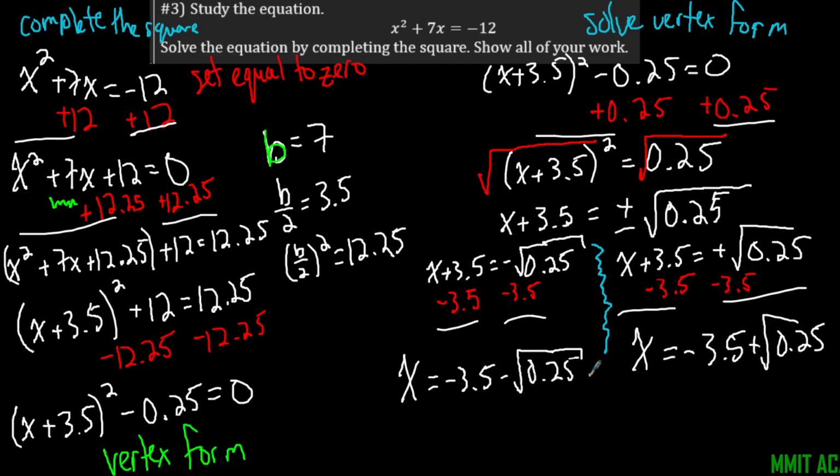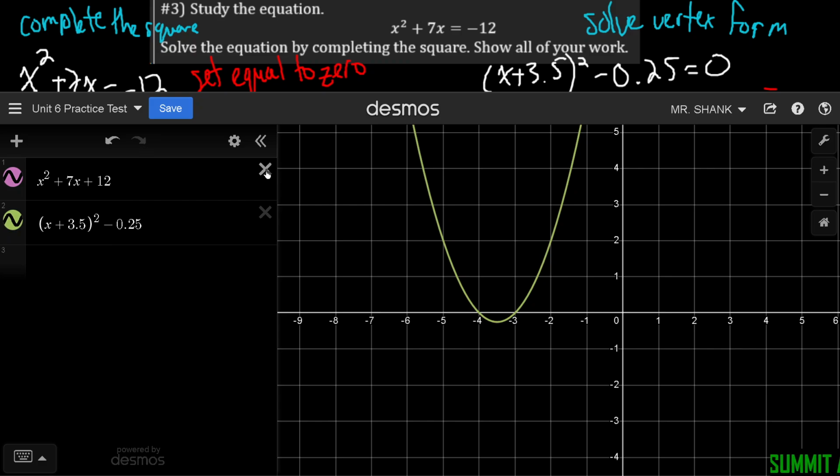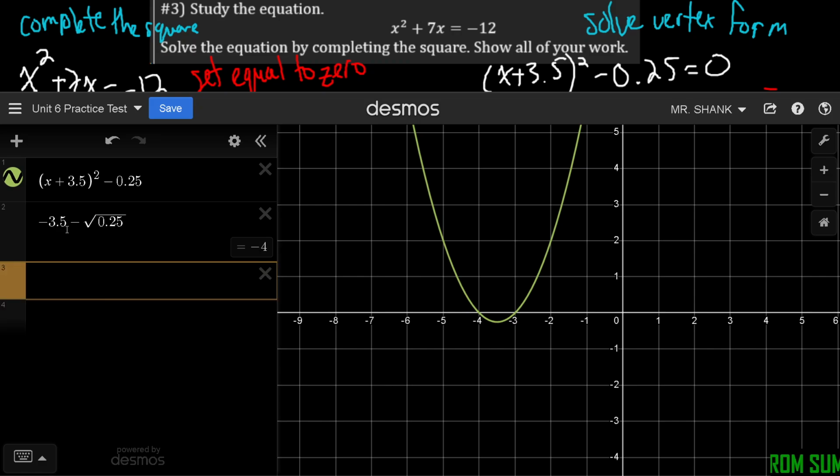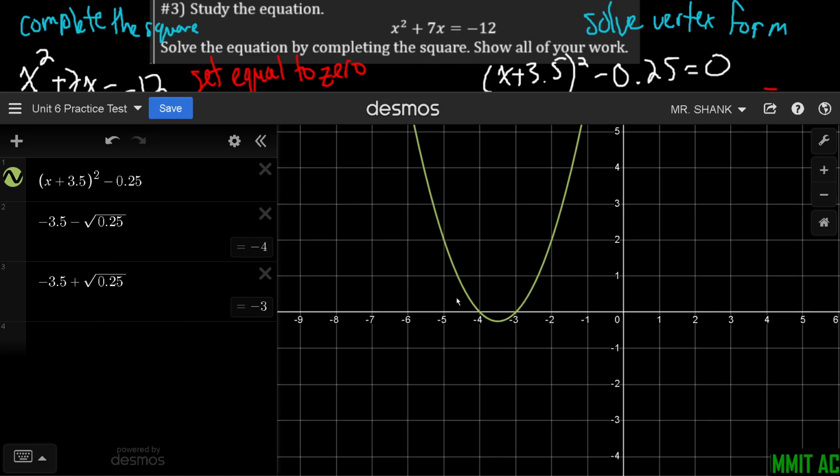I got my answer for my 2 x-intercepts, and I'm saying, well, I don't see those on the graph. How can I check? Well, I'm pulling up my equation or my graph as well. So here's my vertex form, and I'm going to compare those 2 x-intercepts. I said one x value was negative 3.5 minus the square root of 0.25, and then the other one was negative 3.5 plus the square root of 0.25. So notice how, again, those 2 x-intercepts are exactly what we have for our 2 answers.